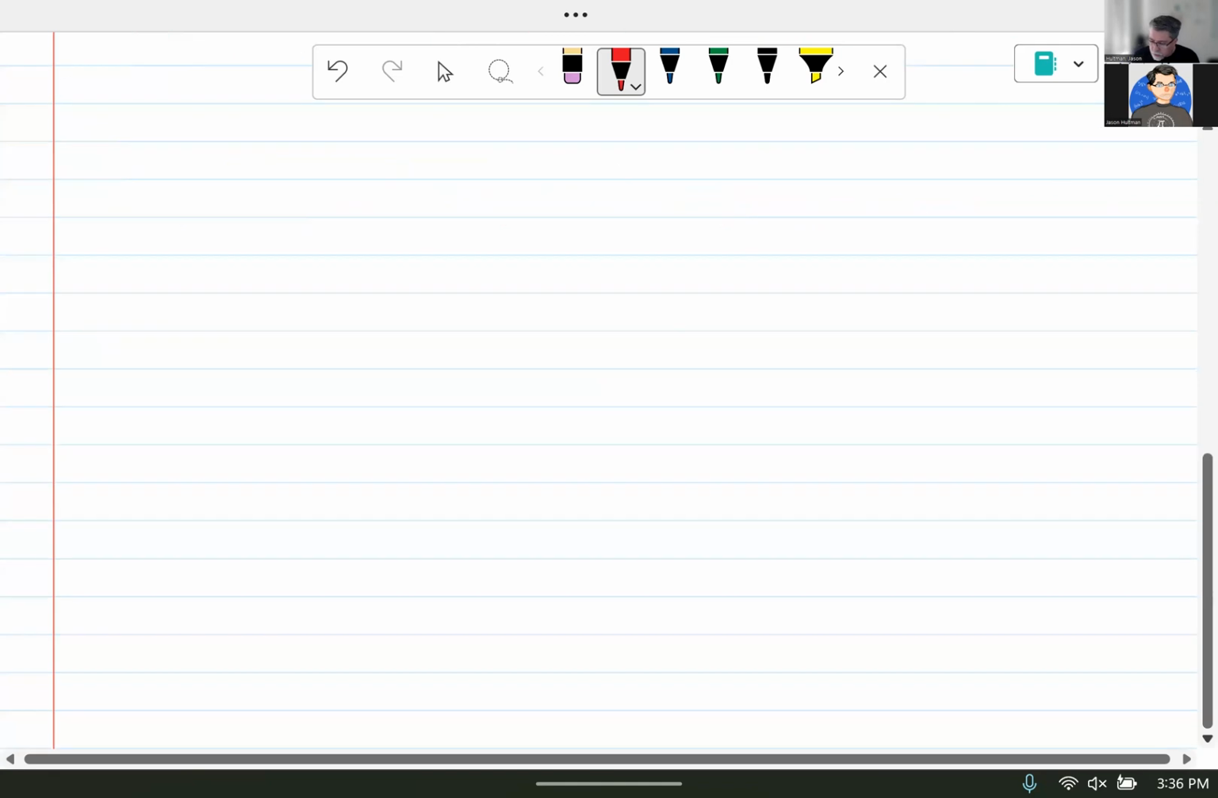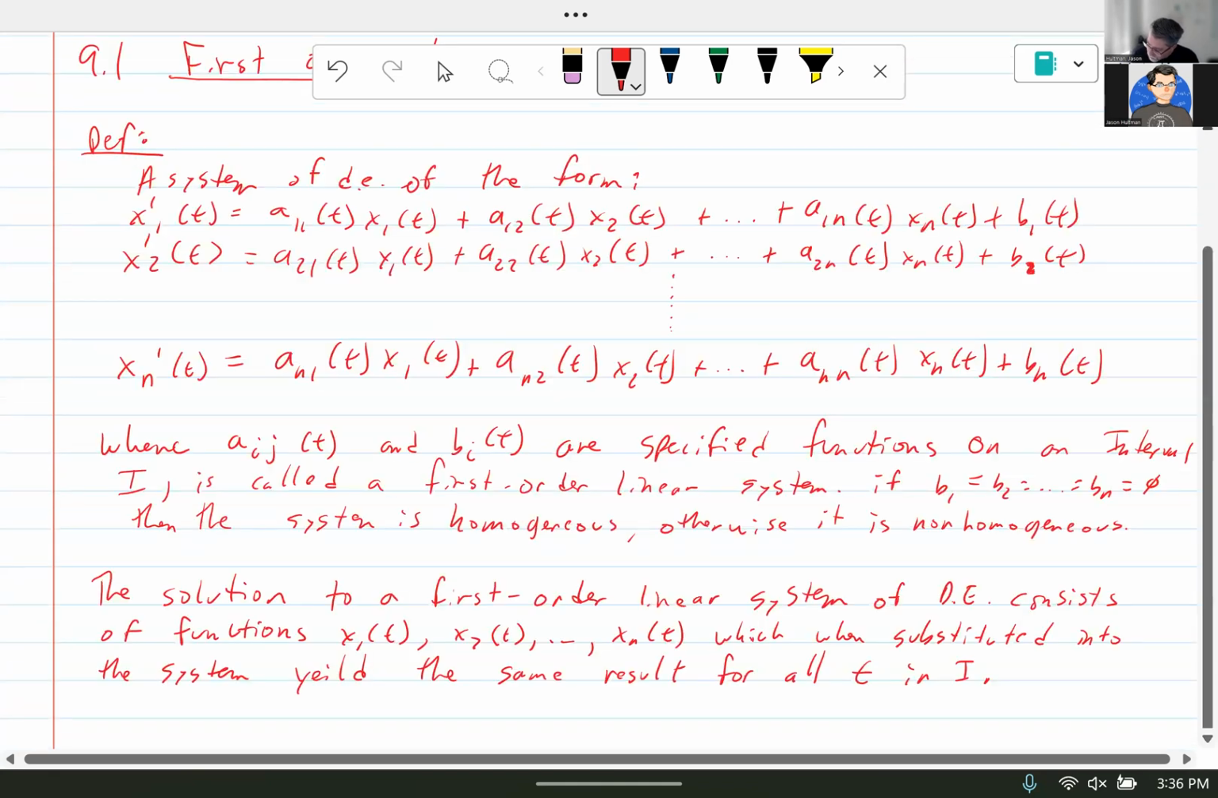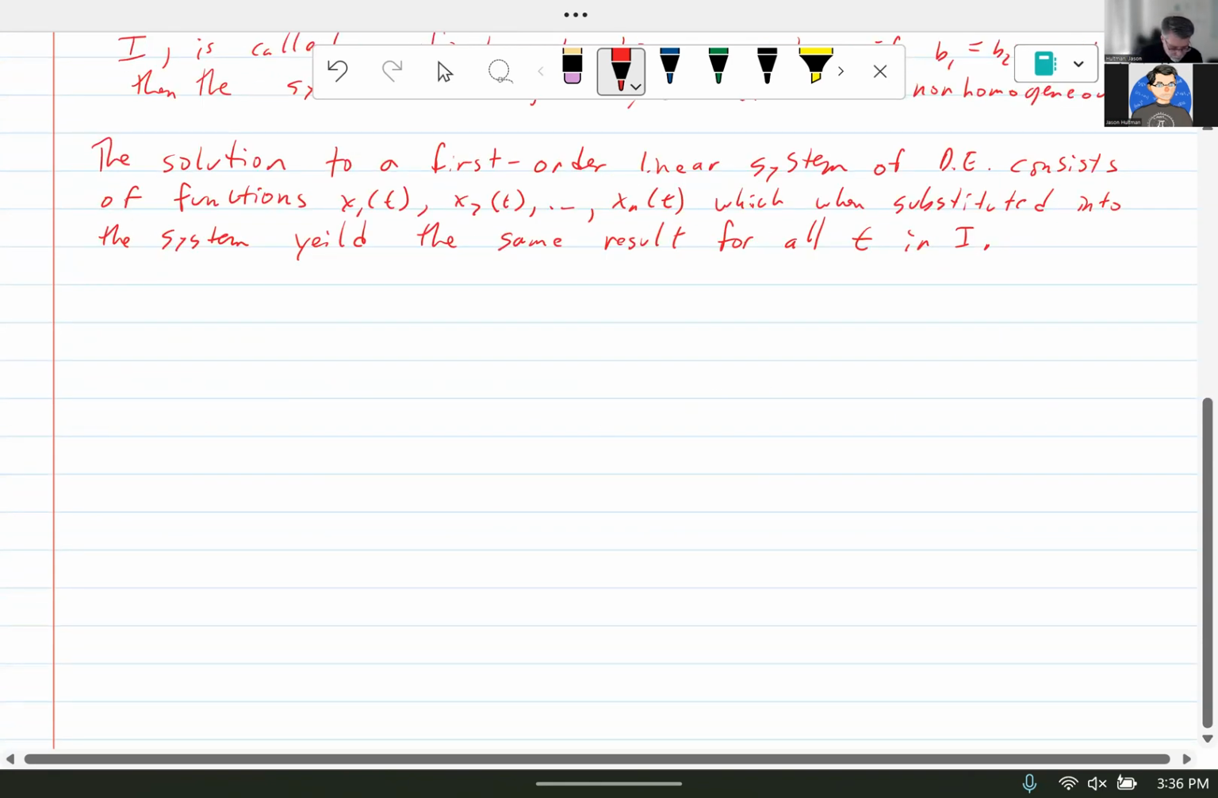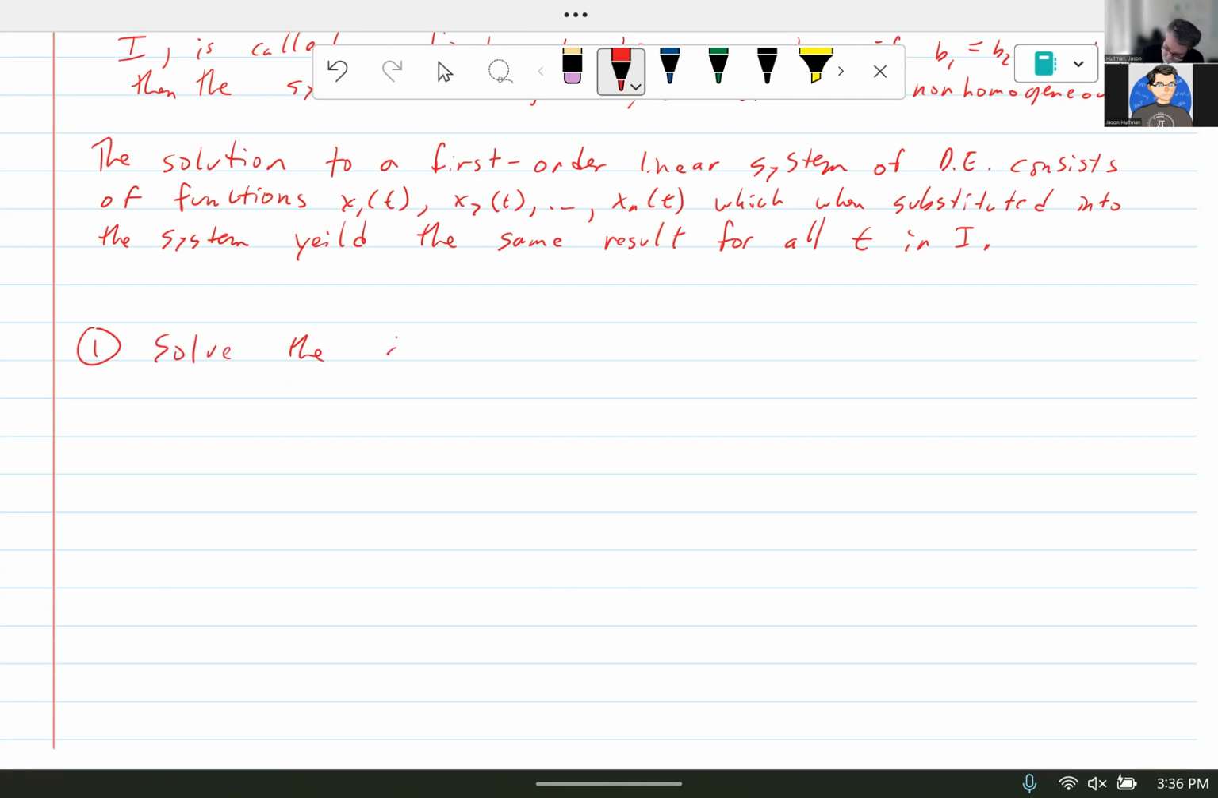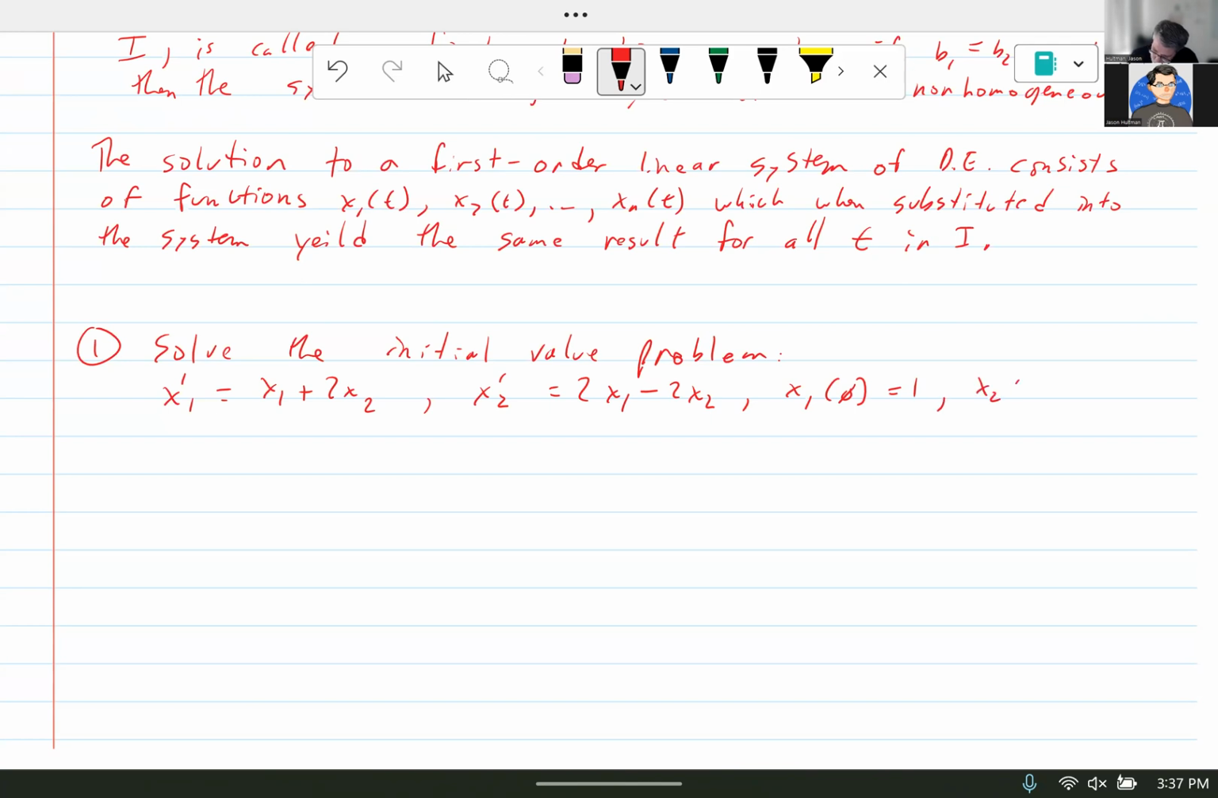Okay, so let's do an example. We're going to use operators, differential operators, to help us solve an equation. Number one, solve the initial value problem: x1 prime equals x1 plus 2x2, x2 prime equals 2x1 minus 2x2, x1 at 0 is equal to 1, and x2 at 0 is equal to 0.